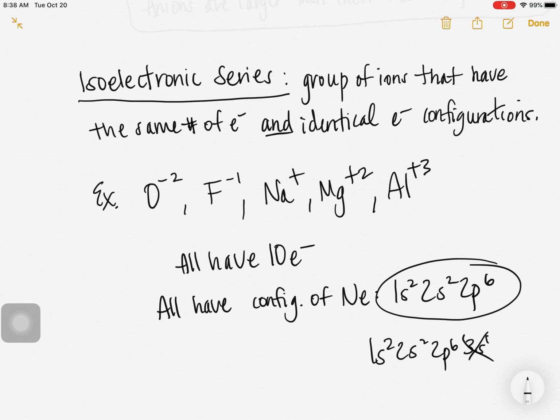So technically speaking, to be isoelectronic, you have to meet 2 criteria. You have to have the same number of electrons, but you also have to have identical electron configurations. And we're going to see later where sometimes species can have the same number of electrons, but their electron configurations are different. Most of the time that results from discussing transition metals.